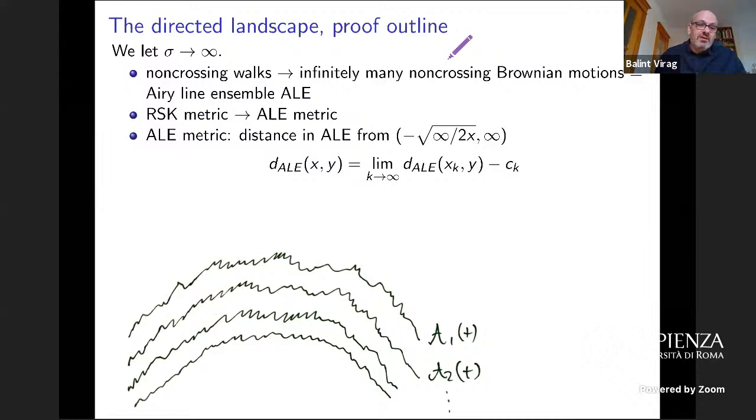So you look at the Airy line ensemble distance from an asymptotic direction that's defined by x to a point y, and y is actually just a point on the top somewhere. Okay, so here is what the asymptotic direction is. It's along some parabola, and the shape of the parabola is determined by x. So that's what the Airy line ensemble metric is, and this is how you can define L(x,y).